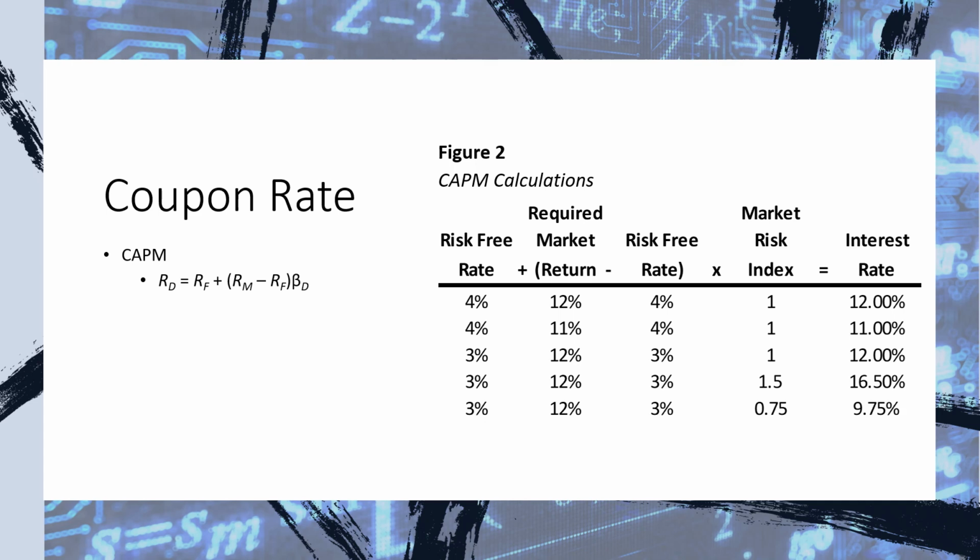In Figure 2, you can see that only changes in beta, the market risk index, change the CAPM derived interest rate from the required market return rate, with a beta of 1 not changing the interest rate from the market necessary return rate. When we adjust the beta to 1.5, the interest rate jumps from 12% to 16.5%, and when we reduce the beta to 0.75, the interest rate drops from the 12% to 9.75%.